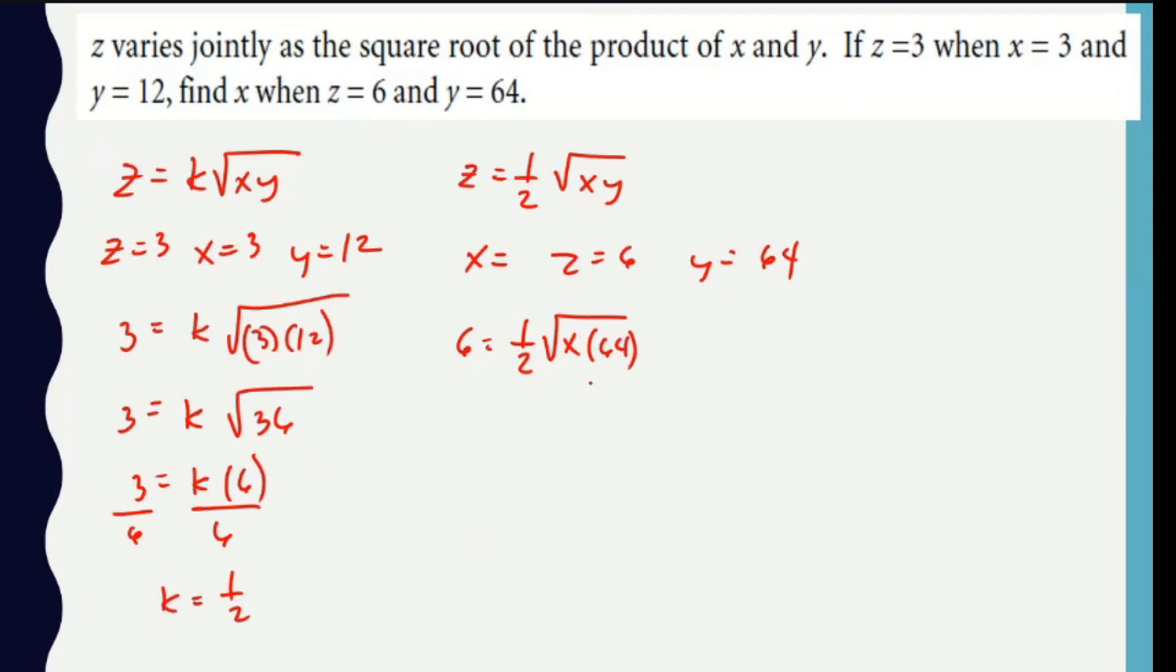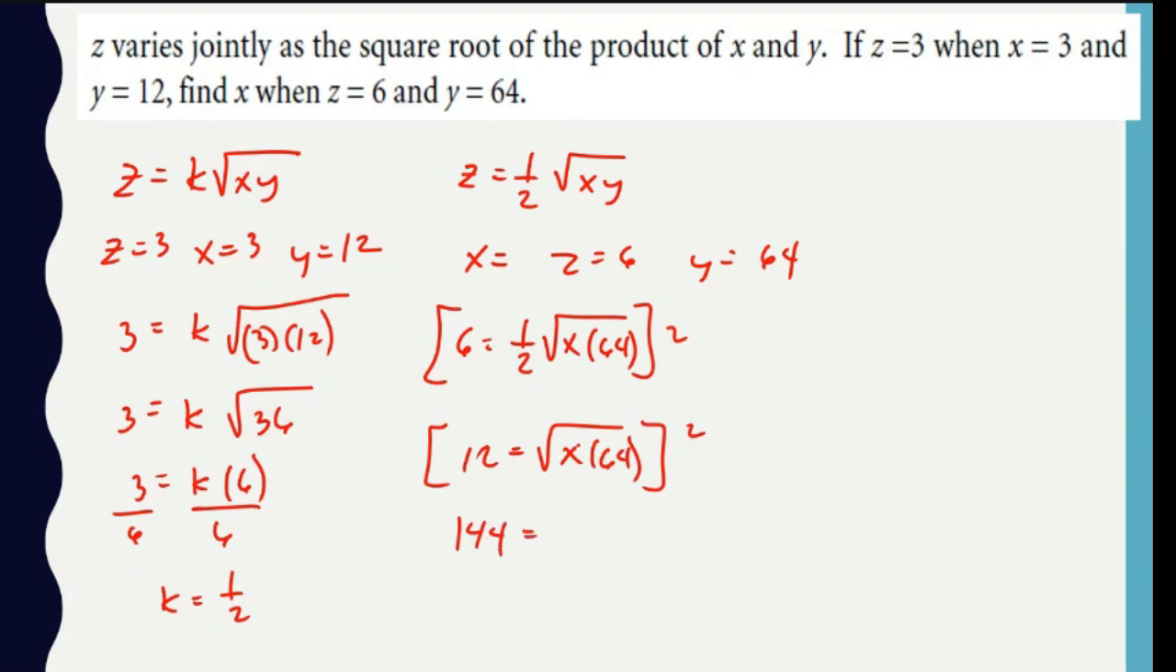Okay, so we will now isolate the radical. So multiply both sides by 2. So this will become 12 is equal to the square root of x times 64. Okay, we need to square both sides so that we will be able to eliminate the radical sign. So squaring both sides, 12 squared is 144 is equal to 64x. The radical sign will be eliminated. So dividing both sides by 64, and getting the lowest term of 144 over 64, x now will be equal to 9 over 4.